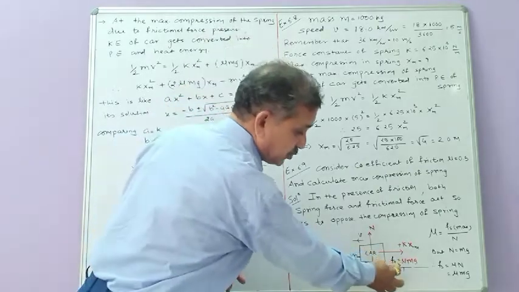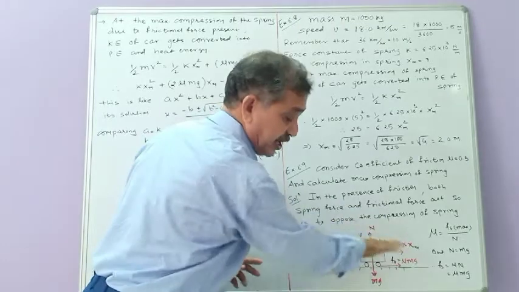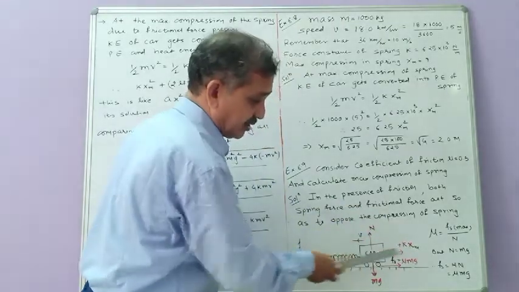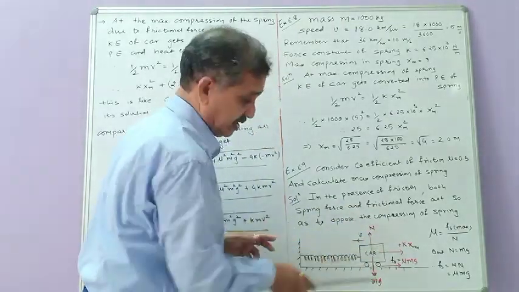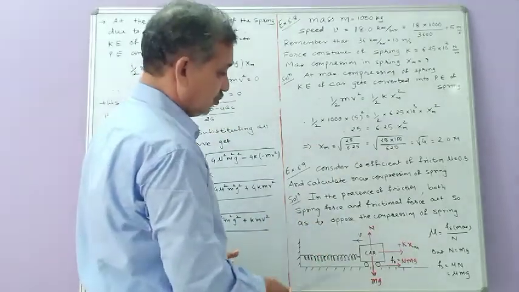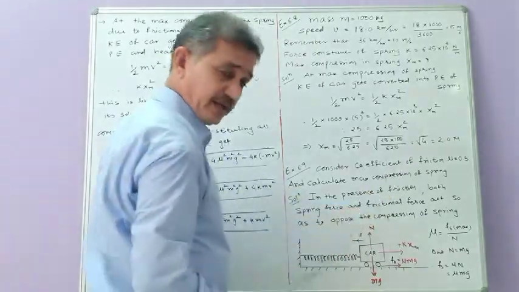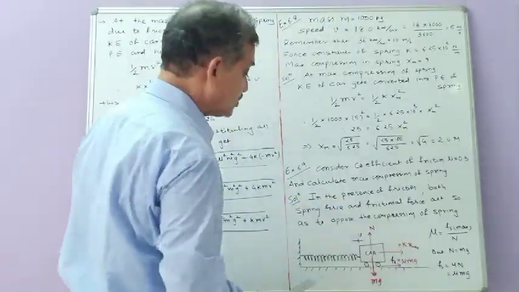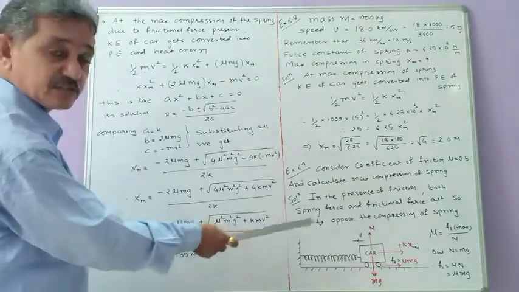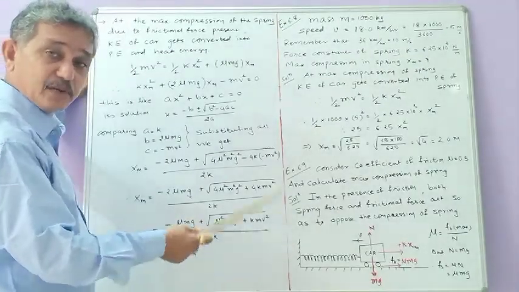तो फ्रिक्शनल फोर्स Fs इक्वल टू μmg will be there, and spring force equal to k into xm is going to be acting in the direction opposite to that of motion of the car. So both the forces are acting so as to oppose the compression of the spring. So now here at this time what you have to do? You have to apply the concept of conversion of kinetic energy into potential energy plus heat energy.